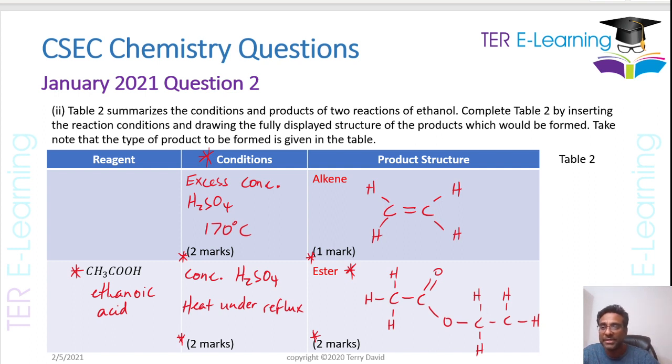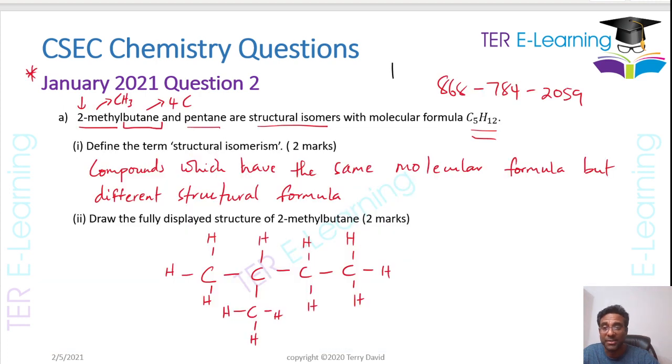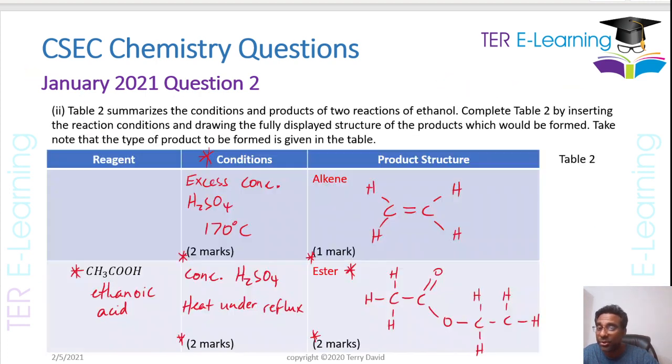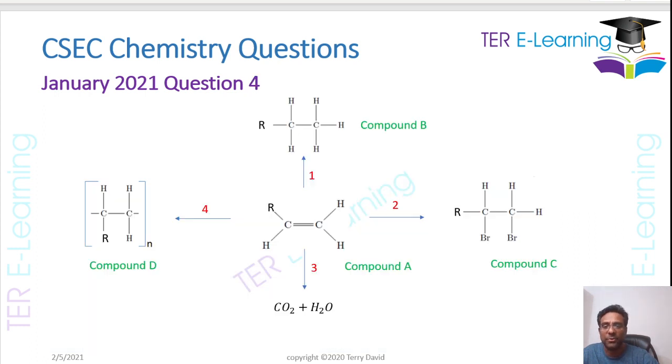As you realize, this is question 2, and it's a very short question. If you knew your work, you would be able to get full marks in this question. So this is question 2. Typically in the exam, question 2 and question 4 are what we get. Now let's look at this other question here, which is question 4.